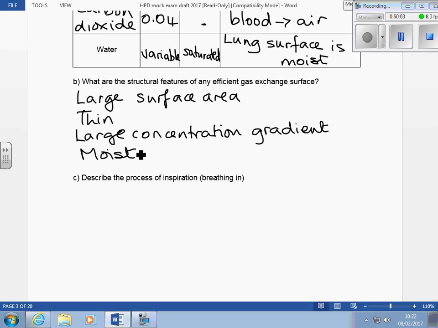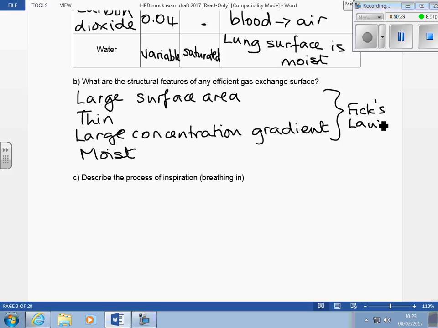All right, so we've got a good list. You could put damp if you prefer, or covered in a thin layer of water. Now those three, of course, are the Fick's law approach to it, and it's just worth remembering that.